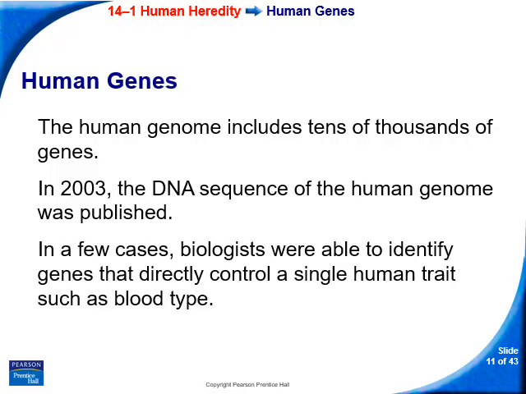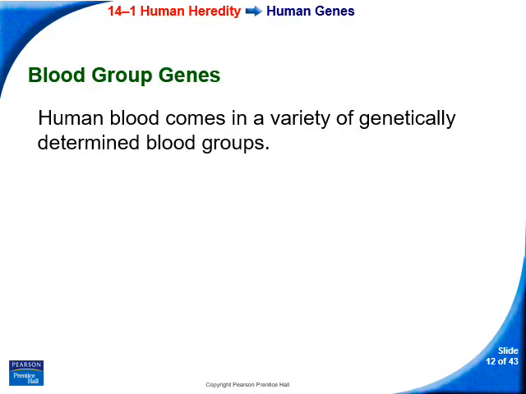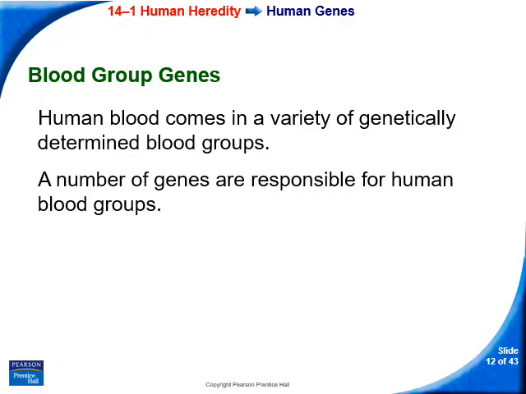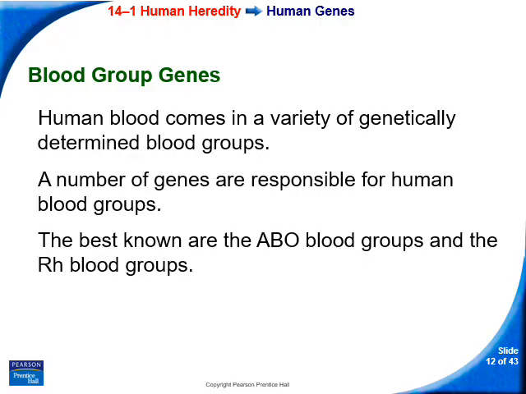the human genome. Now, in a few cases, biologists were able to identify genes that directly control a single human trait, such as blood type. So, the blood group genes. The human blood comes in a variety of genetically determined blood groups, and a number of genes are responsible for the human blood groups. The best known in education, because it's well studied, is the ABO system and the Rh blood groups.